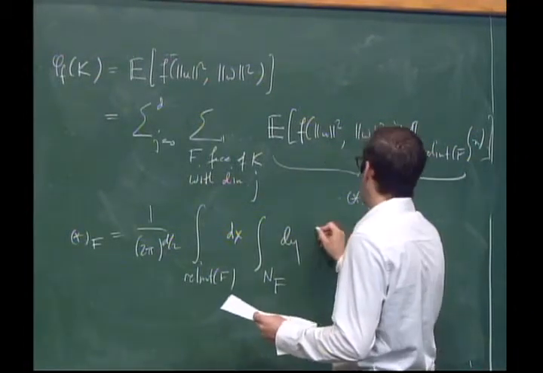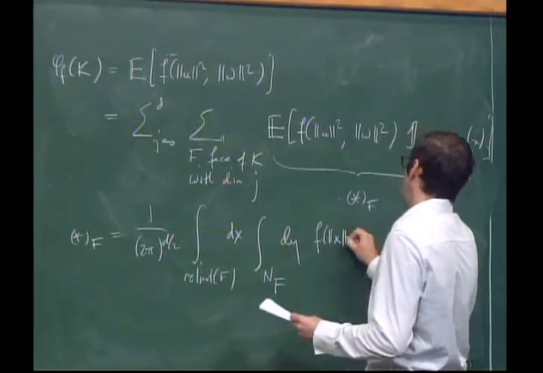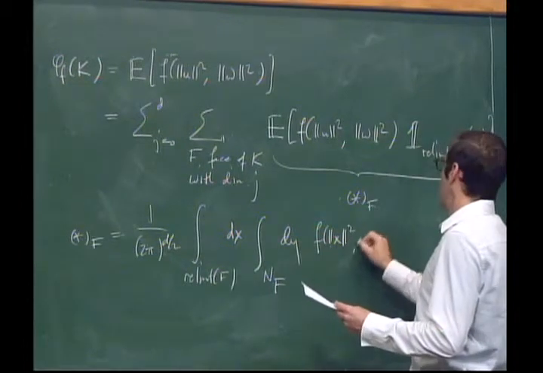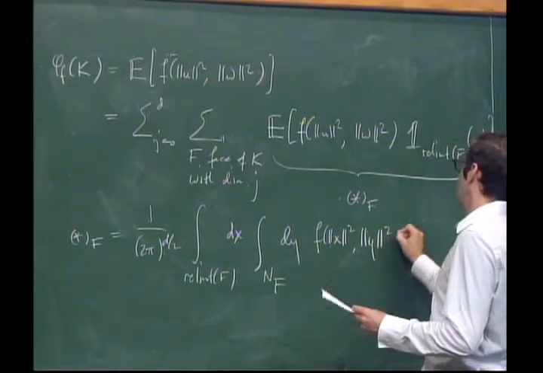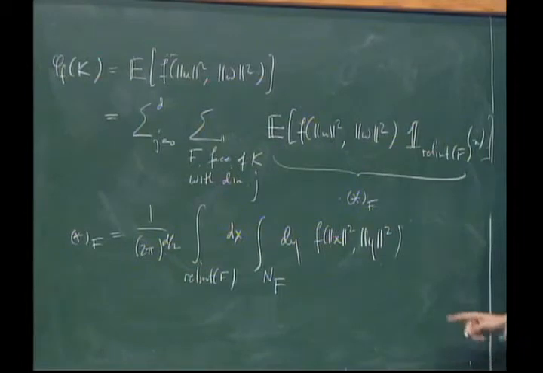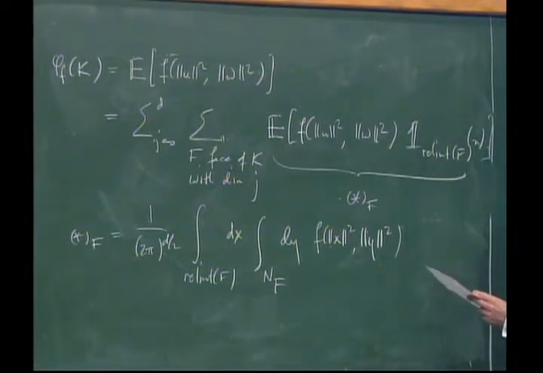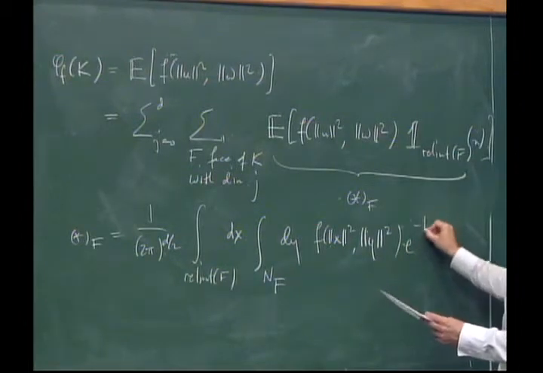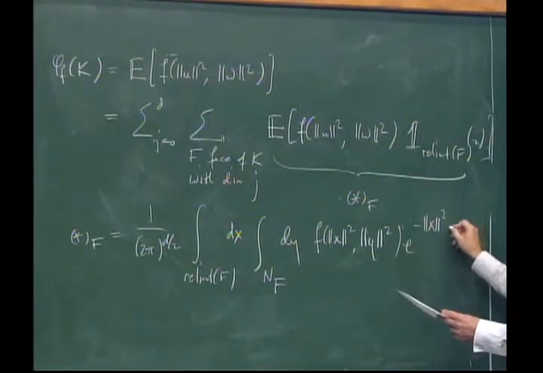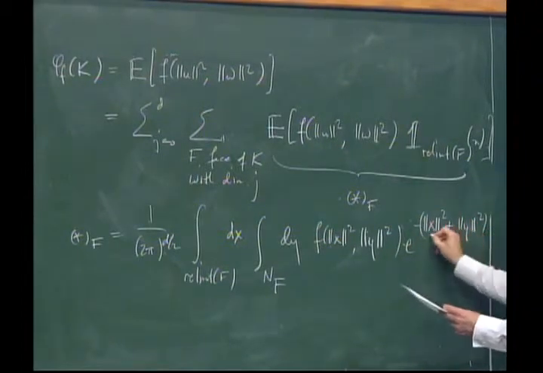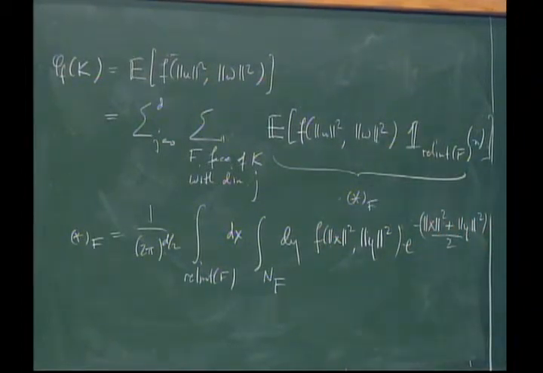And we've got the function of the two variables x and y, x in the relative interior of the face, y in the normal face, and with the Gaussian density sitting up top. So we're just rewriting this expectation as an integral. Okay, now what do we do?